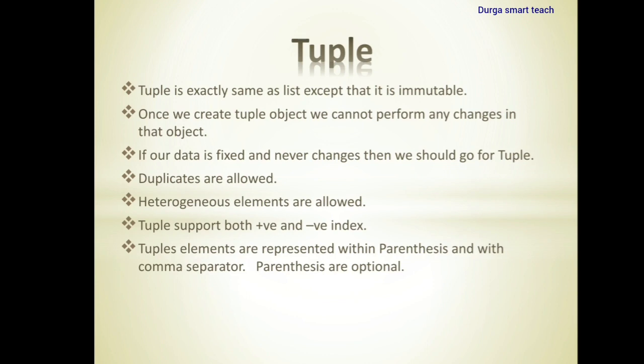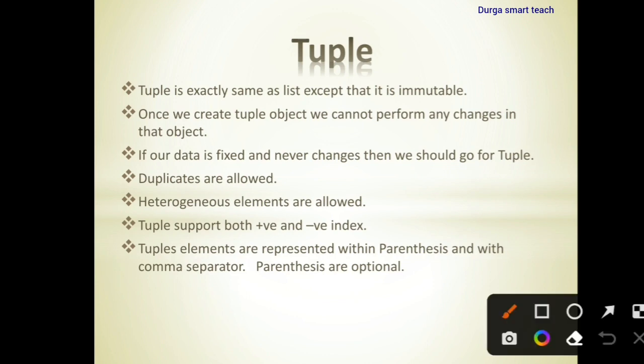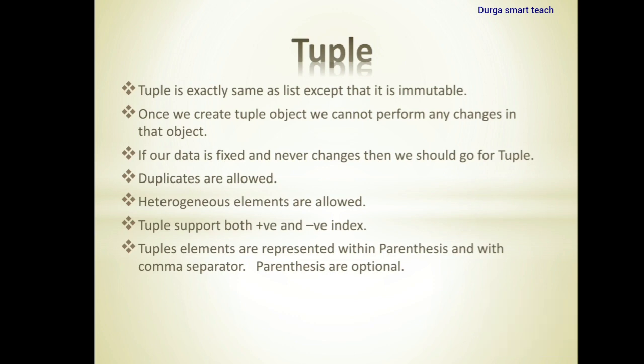Let's see one more time. Here tuple is the same as list. If you didn't watch the list topic, please go and watch. I already explained it in the previous class. So it is the same as list. The difference is that list is mutable whereas tuple is immutable. Means modifications are possible in list whereas they are not possible in tuples. That is the only difference.